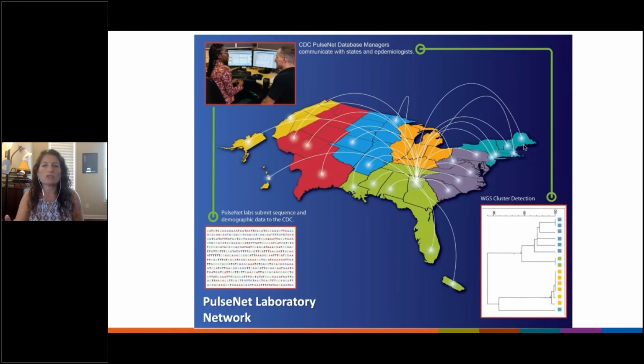So this just shows you a little bit of how the network works. In each individual PulseNet laboratory, they do their actual sequencing there, and they analyze the data, and then they upload that information to our national databases at CDC in Atlanta, Georgia. What they're able to do there is also pull back information into their local databases so they can do local cluster detection. They're also able to connect to the national databases and see what's going on at the national level. And then we are able to do national cluster detection, looking at the data on a daily basis.